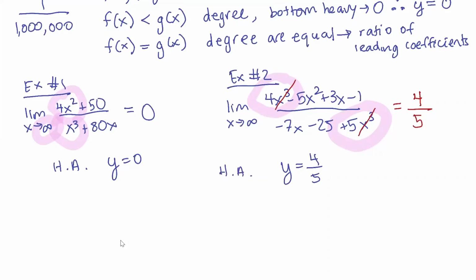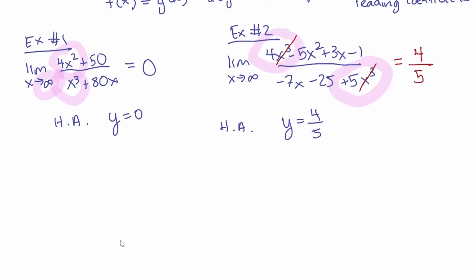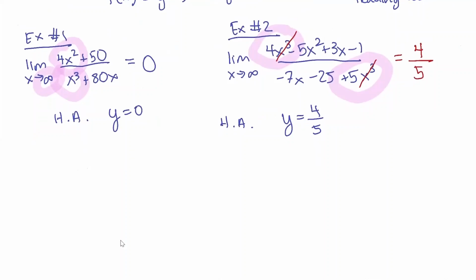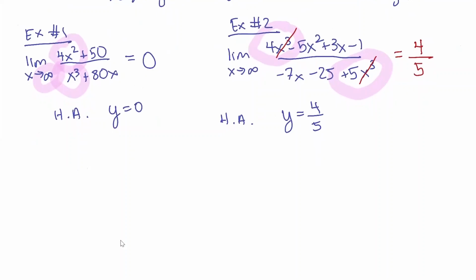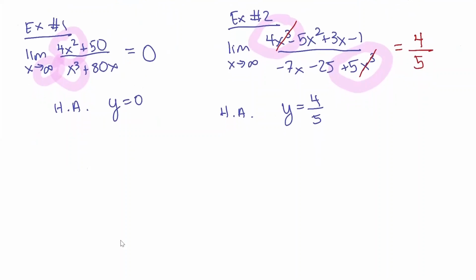So on tonight's homework, if they don't ask for horizontal asymptote, you don't have to say it. But if they ask for just the limit, all you guys are doing is providing the top part of it. 4/5 is the limit.